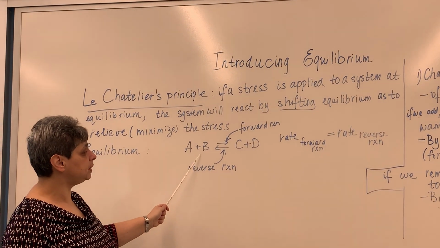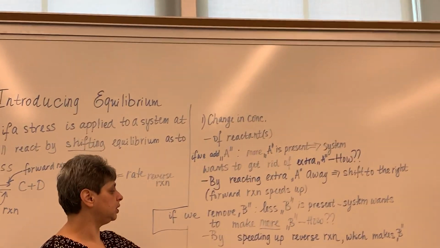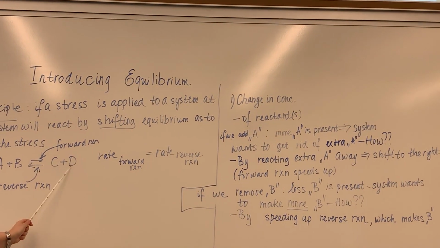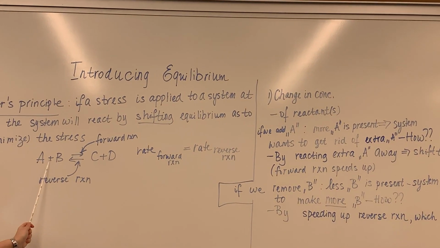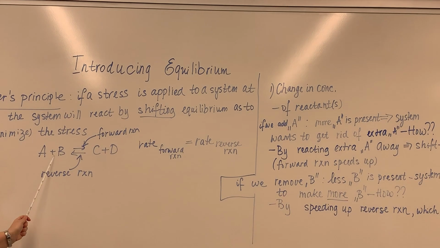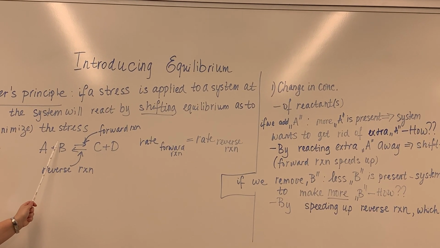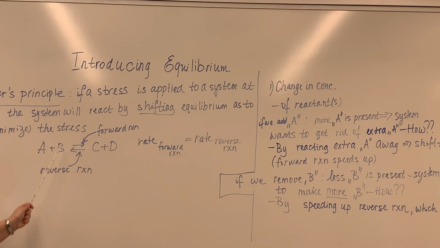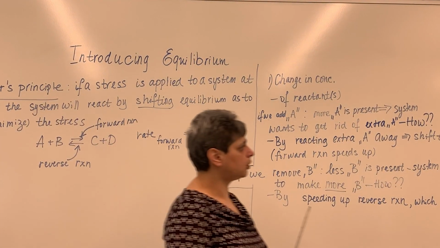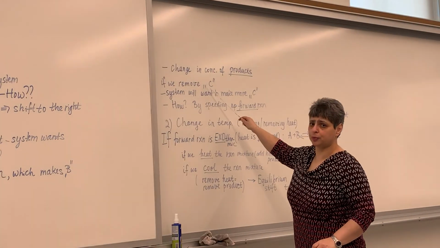How can more B be produced? Well, to make more B, we need to speed up the reverse reaction. So C and D would react faster in the reverse reaction, producing extra B that we removed. So in total, the system would sort of compensate for removal of B by producing more of it. So next we're going to talk about what if we were to change the concentration of products.